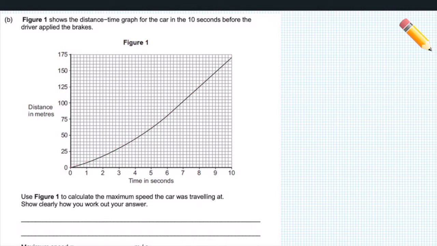What's the question asking us to do? Use figure 1 to calculate the maximum speed of the car was travelling at. Okay, so the maximum speed, that's going to be where the graph is the steepest. What we need to do is we need to work out the gradient of that graph.